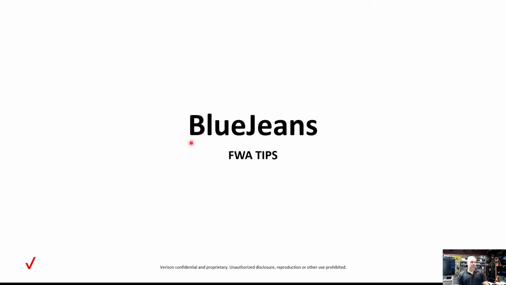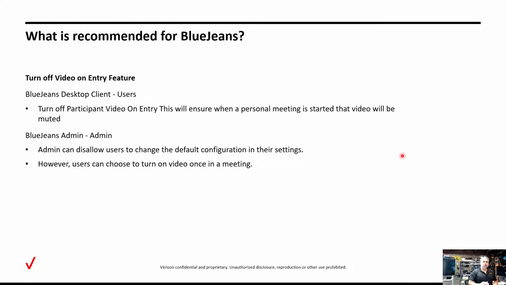Okay, we're going to talk about BlueJeans first. What's recommended for BlueJeans? Well, in BlueJeans you can turn off participant video on entry, as I've said before. This is at the user level, and you can also do it at the admin level, which I would suggest to do. What this does is ensure that people that come into the meeting have their video muted. Now, they will have to choose to enable their video manually, and they can do that, so there's no way to stop that. How do we do this?